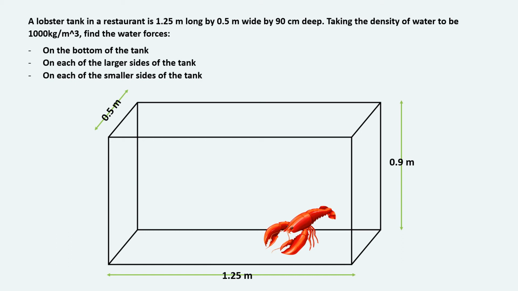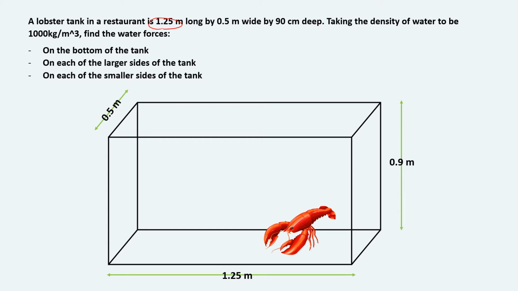A lobster tank in a restaurant is 1.25 meters long by 0.5 meters wide by 90 centimeters deep. Taking the density of water to be 1,000 kilograms per meter cubed, find the water forces on the bottom of the tank, on each of the larger sides of the tank, and on each of the smaller sides of the tank.